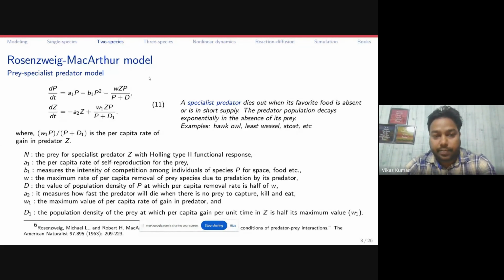We will discuss it. But in this model, the specialty was that the predator was a specialist predator, the Z population. So that's why this kind of equation forms, or the system forms. So this is the second equation of the two species model.